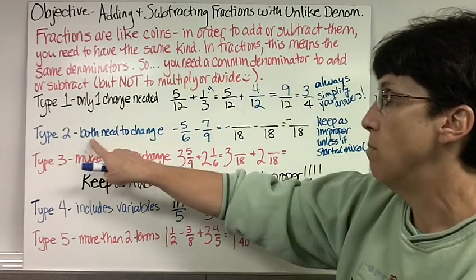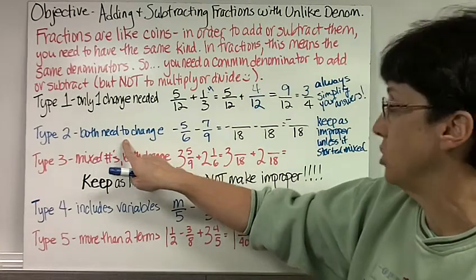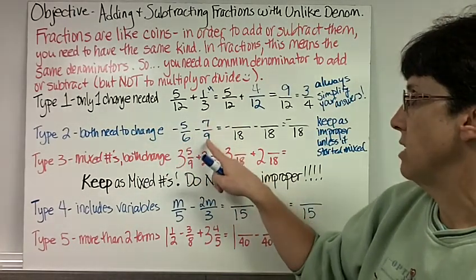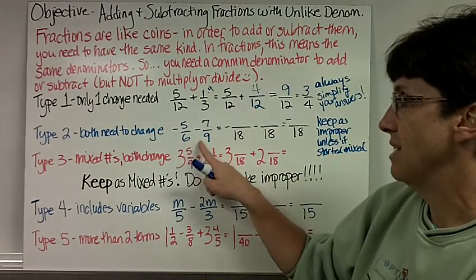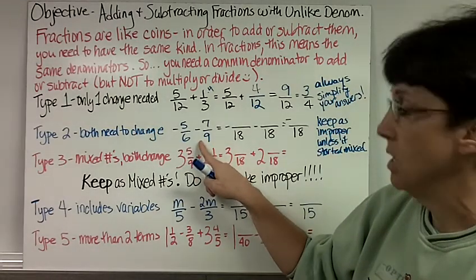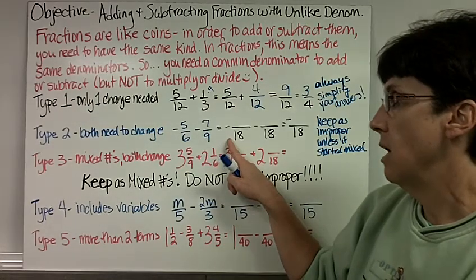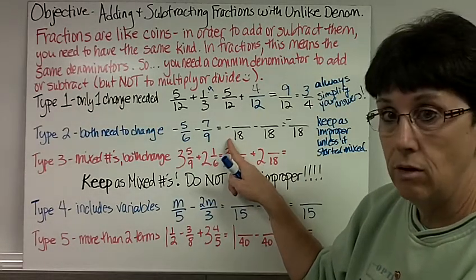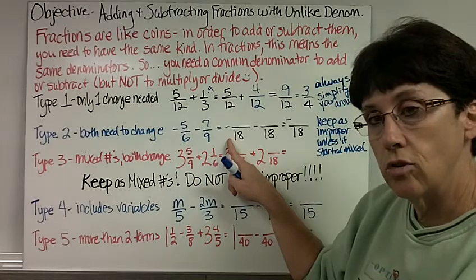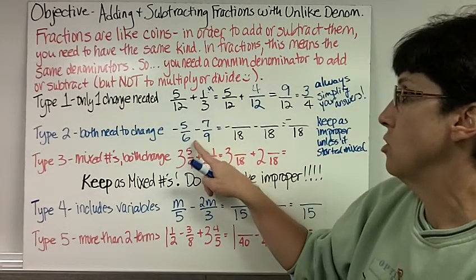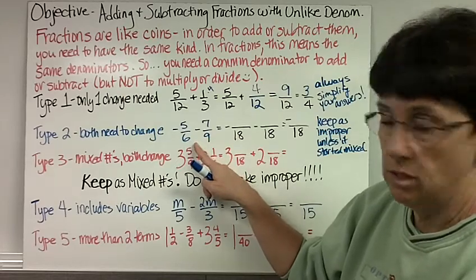Type 2, both denominators need to change. So we have -5/6 minus 7/9. 6 does not go into 9 evenly. So the smallest thing that I can think of that 6 and 9 go into is 18. Now you could multiply them together, but you're going to get a lot larger number and then you'll have to reduce more and there's more chance to make a mistake. So see if you can find the lowest common denominator.